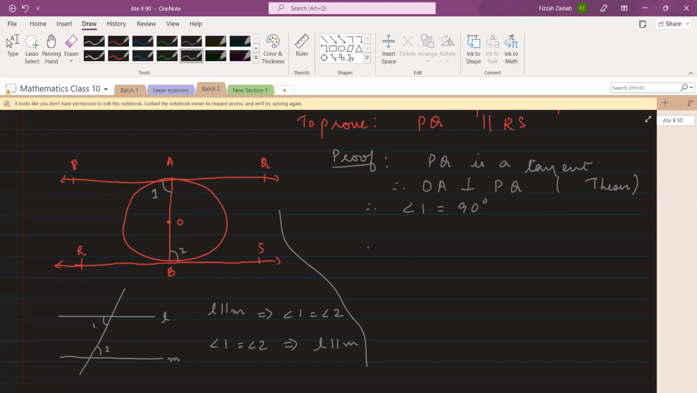Okay, again also, RS is a tangent, right? And therefore OB is perpendicular to RS, again with the help of the theorem. What is the theorem? That the tangent at any point of a circle is perpendicular to the radius through the point of contact. Okay, that theorem you have to write. And therefore angle 2 is also 90 degrees. So I'm taking angle 2 on the right hand side because ultimately I'm interested in alternate angles.